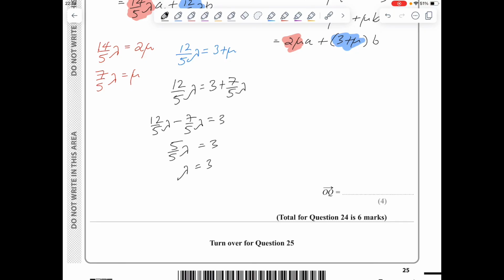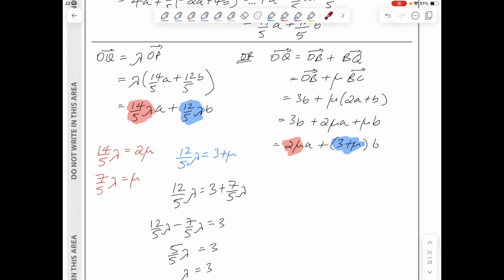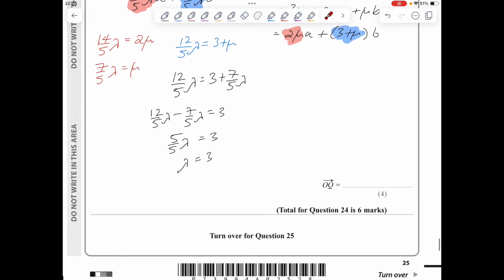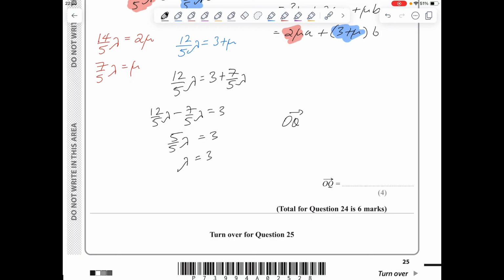So if I go back to OQ from the left approach, OQ is equal to 14 over 5 times 3 A plus 12 over 5 times 3 B. And if I simplify this, I will get 42 over 5A plus 36 over 5B, and that is my final answer.